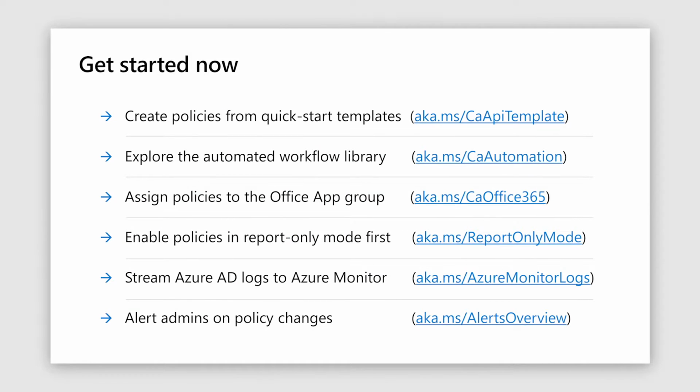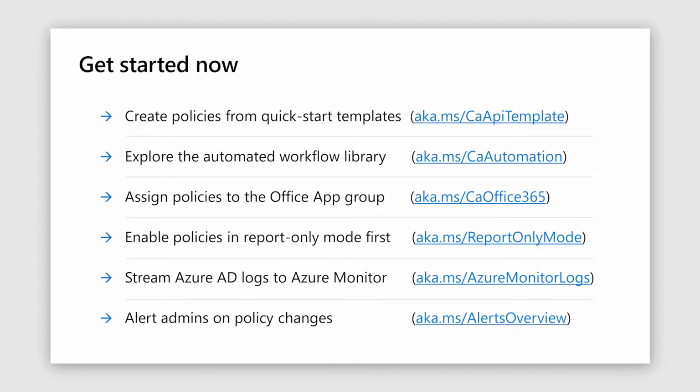Now that you've had a chance to see the power of automated workflows and integrations with conditional access APIs, here are some resources to get started now. Check out the repository of Quick Start Policy Templates. This includes policies like require MFA for admins and require trusted devices to access an app. Explore the library of CA automation scripts. You can deploy any of the scripts we demo today to your Azure environment.